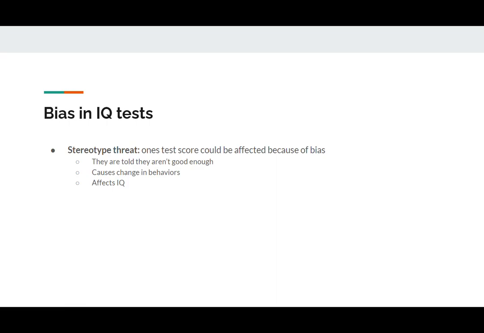So every test has some sort of bias, and Earl Hunt and Gerald Carlson had a debate over differences in IQ. Stereotype threat is one of the ways one's test scores could be affected because of bias. This is where someone may do worse on a test because they're told they aren't good enough because of the stereotypes that exist in society. If a black woman is told she is incapable of passing a medical exam, she may doubt herself, and the stress could impair her performance. The stereotype threat causes a change in our behaviors, which in turn affects our IQ.